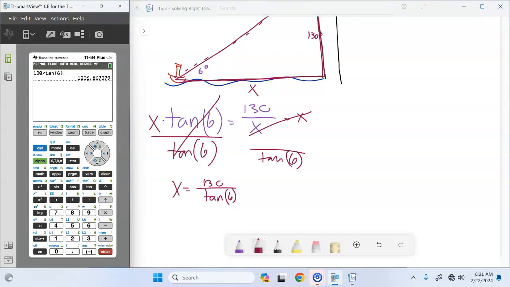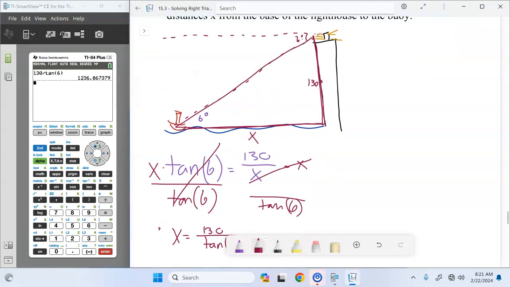So we get that the buoy is approximately 1,236 point. No, so we'll do the whole distance. 1, 2, 3, 7 feet away. Or meters or whatever it is. I think we have one more, right? Far and wide for one that didn't use tangent.